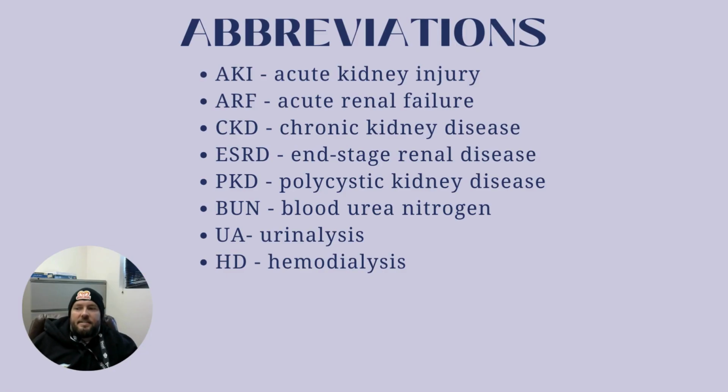And the last slide of the day, abbreviations: AKI, acute kidney injury; ARF, acute renal failure; CKD, chronic kidney disease; ESRD, end-stage renal disease; PKD, polycystic kidney disease; BUN, blood urea nitrogen; UA, urinalysis; HD, hemodialysis. These are just some of the common abbreviations related to the urinary system. There are a lot more.